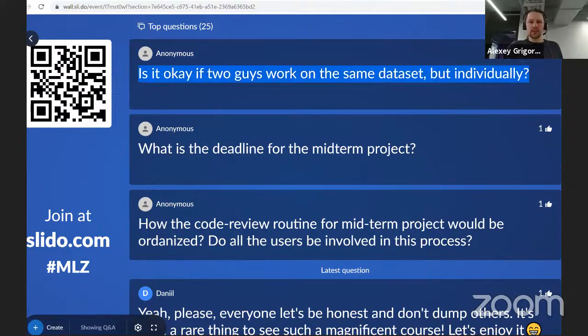Is it okay if 2 people work on the same data set but individually? Yes, if 2 people want to work on the same data set but individually, please do. Feel free. I imagine that there is no way to control this. Like if you go to Kaggle and you both select the same competition, just accidentally, it can happen, right? So as long as it's not exactly the same code, as long as you don't copy from each other, that is fine. But please don't copy your code.